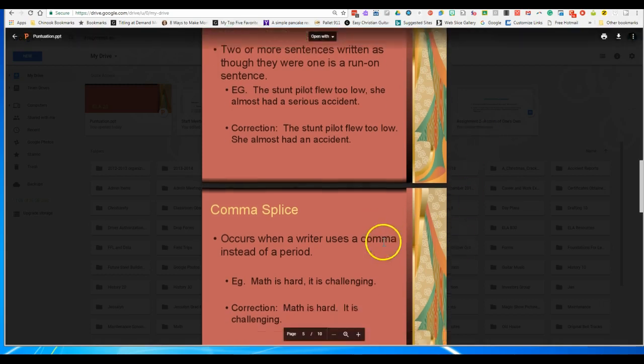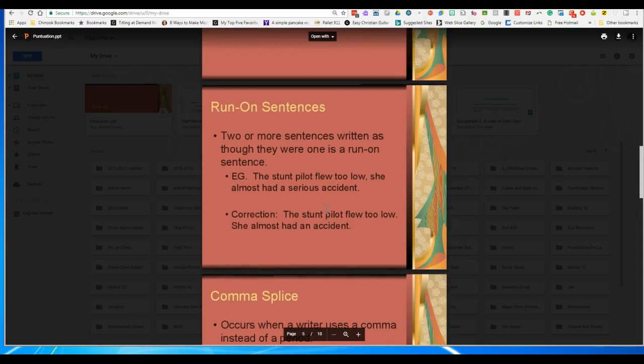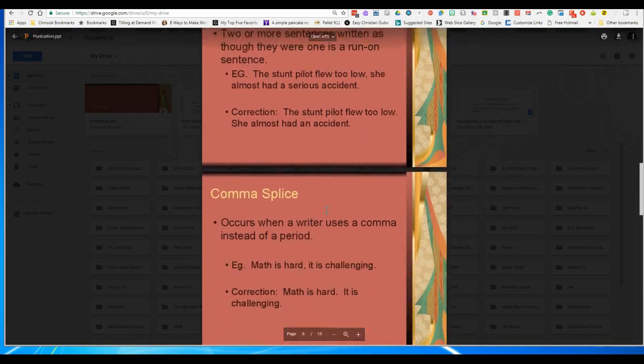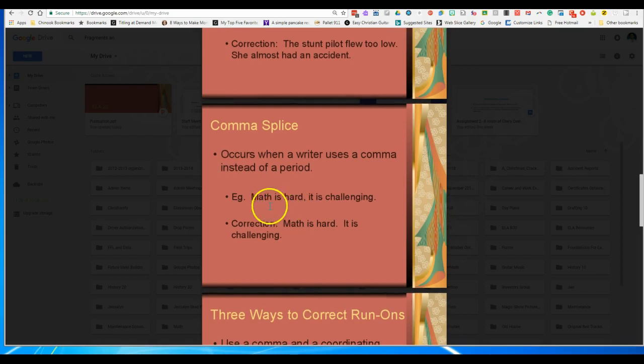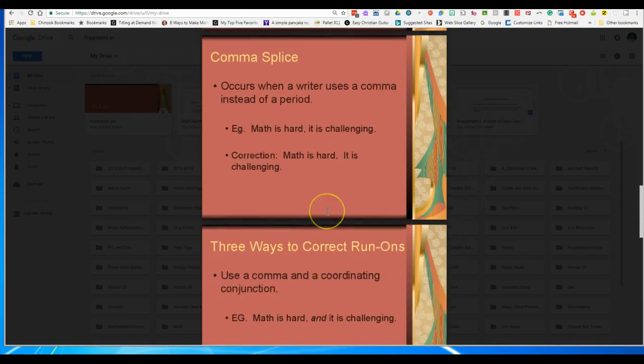A comma splice is related to a run-on sentence. You're writing a run-on sentence, but you're using a comma where you should use a period, and that is what a comma splice is. So look at this example: Math is hard, it is challenging. We're using a comma when really we have two sentences and we should use a period. Math is hard, period, capital, it is challenging.